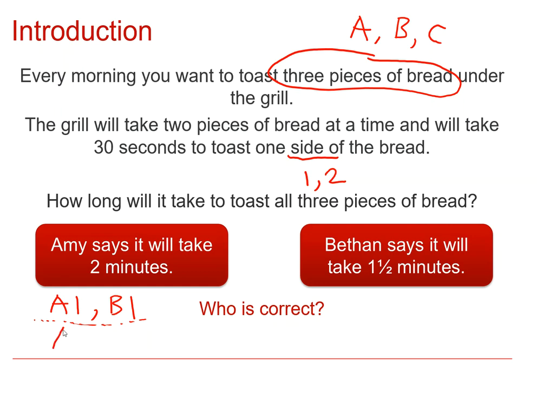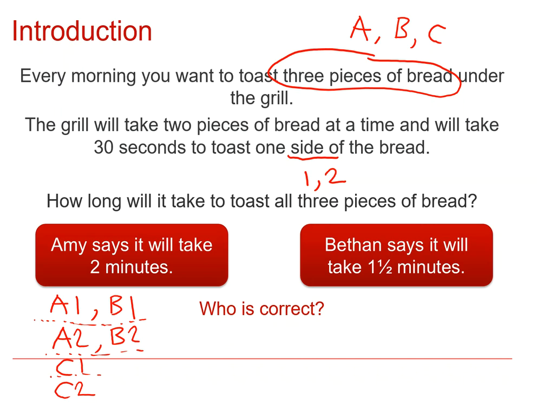So then you do slice A, side 2, slice B, side 2. That takes another 30 seconds. And then after that, you have to toast side C. So you would need C side 1. Obviously, you can't do both sides at the same time, so that's all that will be under the grill at that point. And once that side's done, you'll then do C2, and so we can see we have 4 rows there, each is 30 seconds, so that makes 2 minutes.